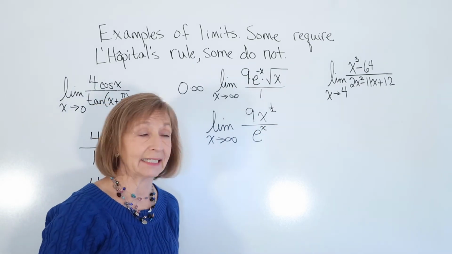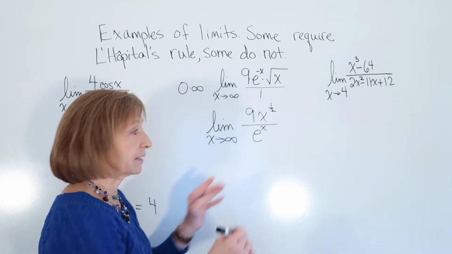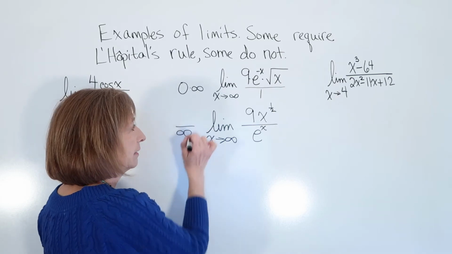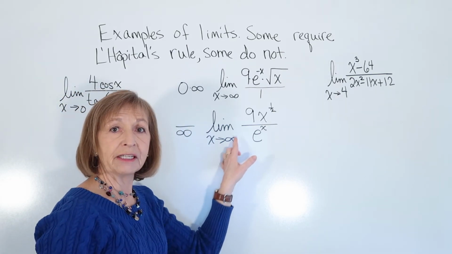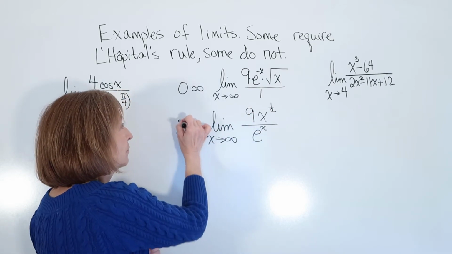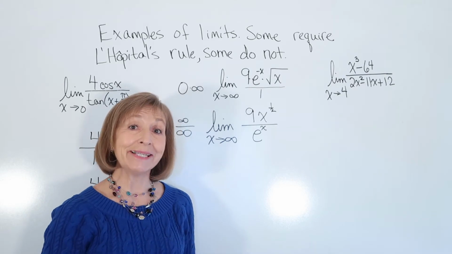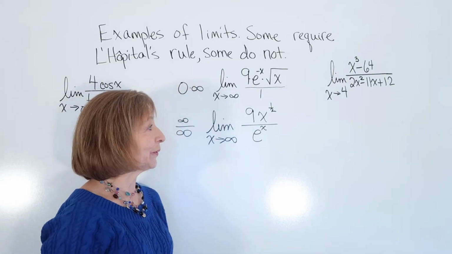Now let's investigate. The limit as x approaches infinity of e to the x, well, that gets extremely big in the denominator. And as x approaches infinity, x to the 1/2 gets extremely big. Times 9 is extremely big. So I have an infinity over infinity case. So this is one that I can use L'Hopital's rule.